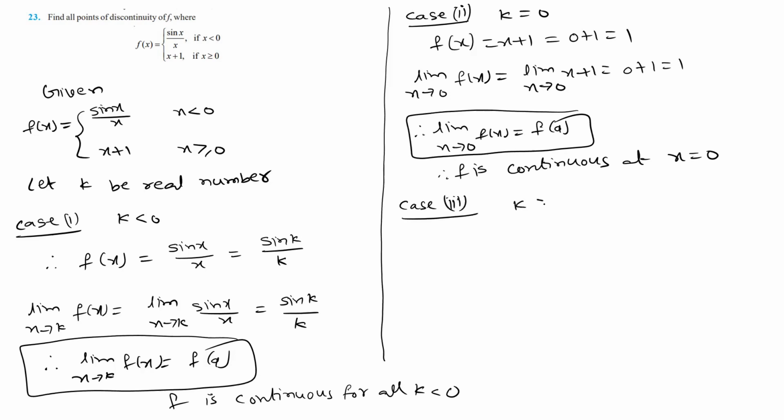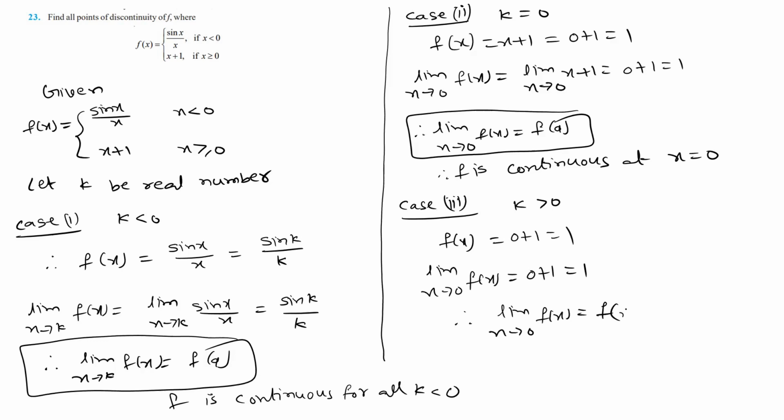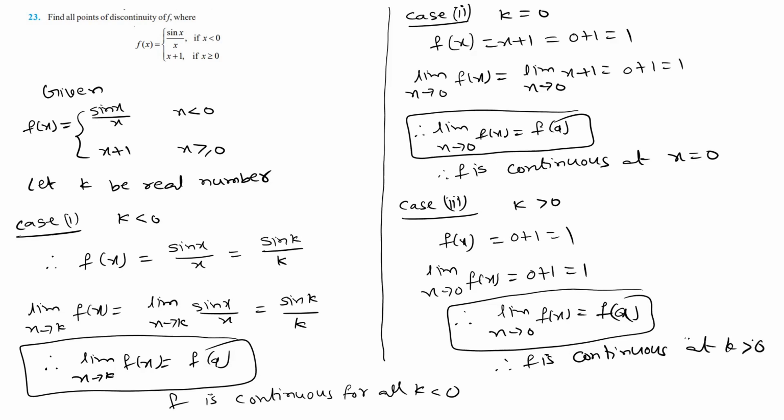Case 3 is if k is greater than 0. So for k greater than 0 also we are getting x plus 1 only. So here f of x is equal to 0 plus 1, which is equal to 1. Even the limit of the function also, limit x tends to 0 of f of x, is x plus 1, which means 0 plus 1 gives 1 here. Therefore, limit x tends to 0 of f of x is equal to f of a. Therefore, f is continuous at k greater than 0.